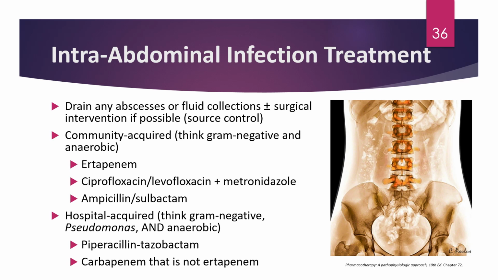We also want to gram stain and culture those fluids if possible. Now, on the intra-abdominal side, like we mentioned, source control is always a big, big thing. So if we can drain any abscesses or fluid collections and fix things with surgical intervention if possible with our surgery colleagues, we do that first. Additionally, if we have something that is community acquired, usually we don't necessarily require pseudomonal coverage at that point. We just think about gram-negative coverage and anaerobic coverage.